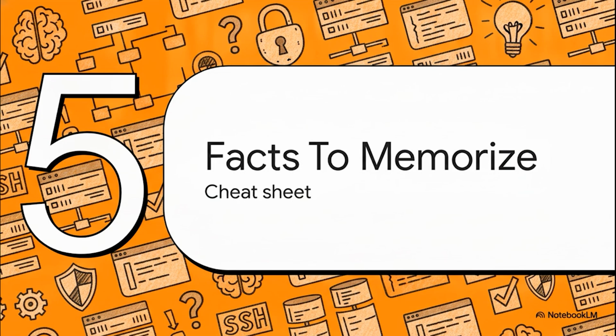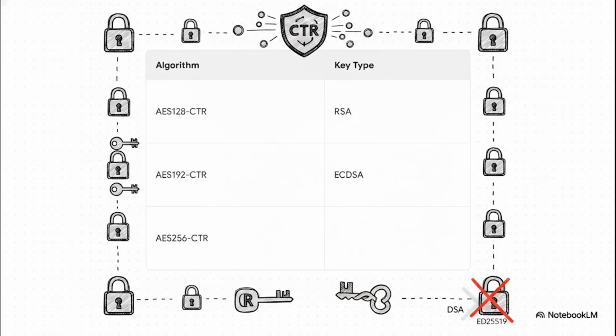Almost there. Section 5, Key Facts to Memorize. Your ultimate certification cheat sheet. We're in the final stretch, so let's lock in the absolute must-memorize facts that you'll need to recall on test day. These are the specific technical details that you either know or you don't. Nutanix explicitly supports only these 3 encryption algorithms for key-based SSH: AES 128-CTR, AES 192-CTR, and AES 256-CTR. Notice they are all counter mode, or CTR, algorithms.